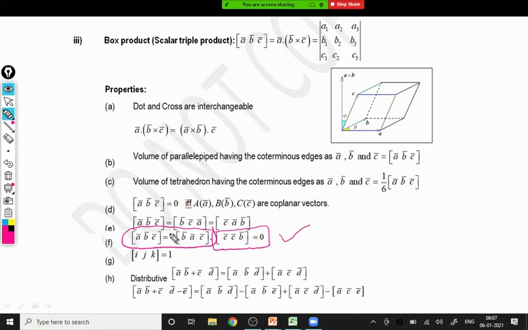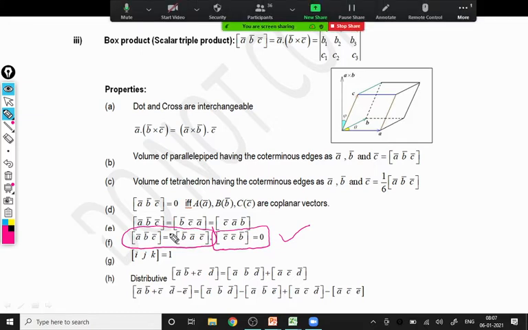Minus sign appeared outside the box product there. And if we interchange all the three rows of a determinant, then the value of the determinant remains same. Yes, correct. So when we interchange all the three rows of a determinant, the value of the determinant remains same, and that gives us this property.